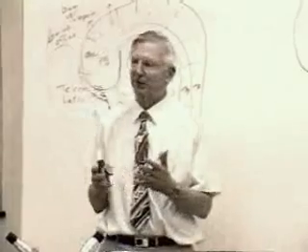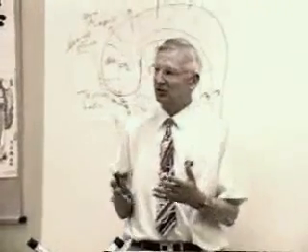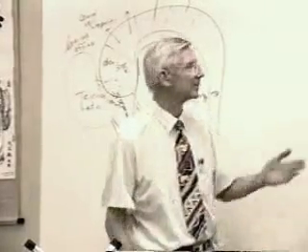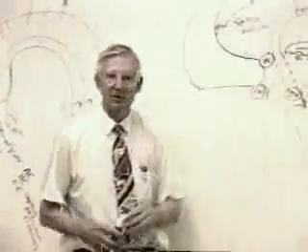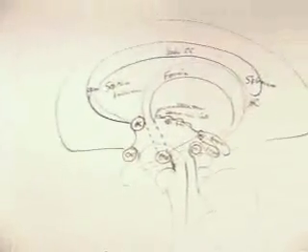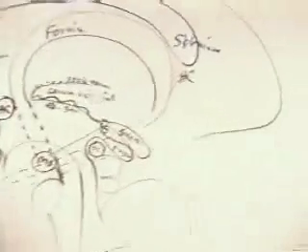So if we have a case in which the corpus callosum does not develop, or the agenesis of the corpus callosum, this nice blue structure is not there, where is the fornix?